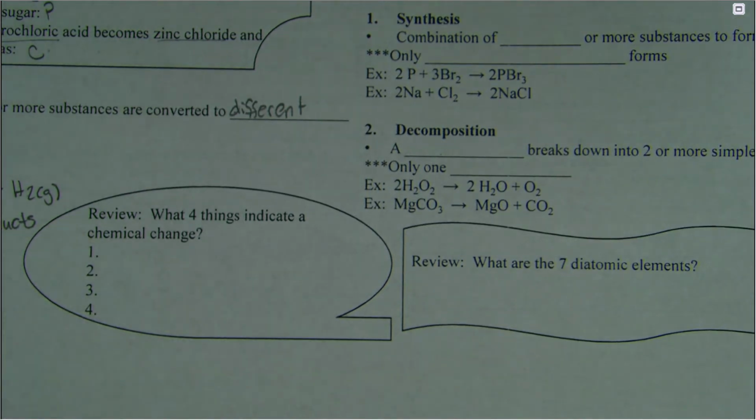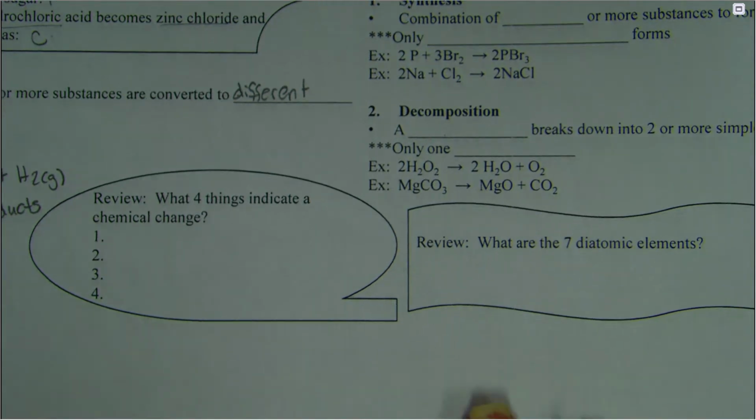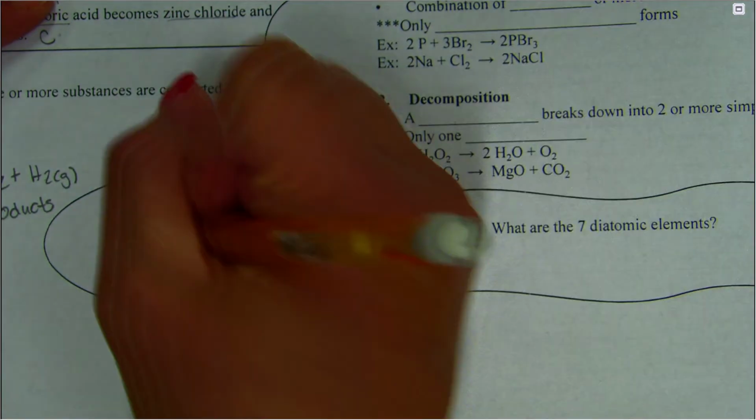We saw that there were bubbles being produced. We saw that there was a color change in one of them. We saw the production of heat and light, and we also saw the formation of a solid. So we've already done that activity. It's linked up on Canvas. So my suggestion, if you need to go back, rewatch that video and look at those changes if you need to.